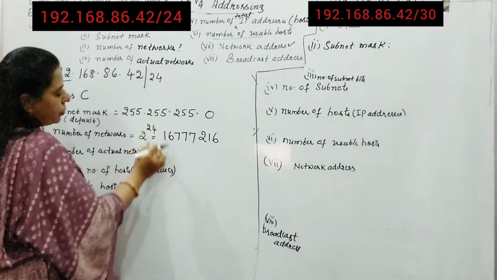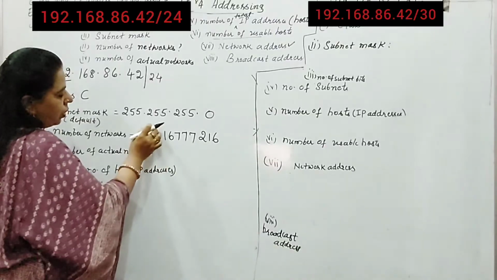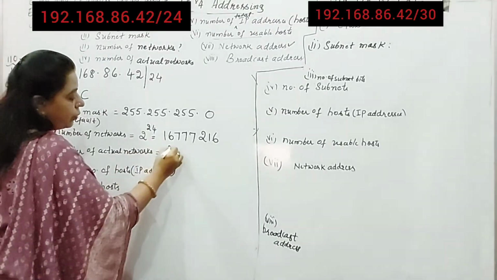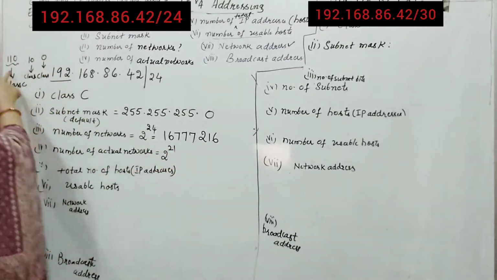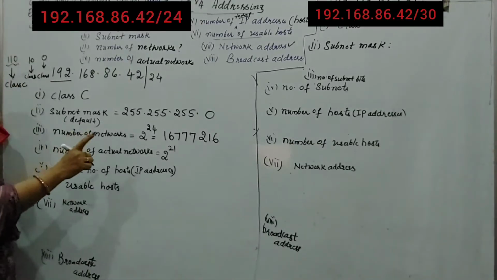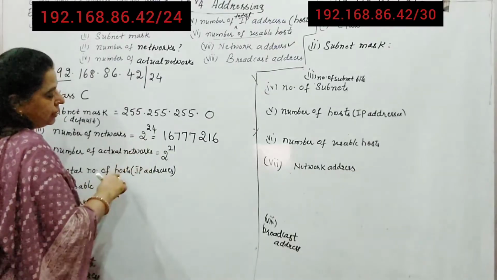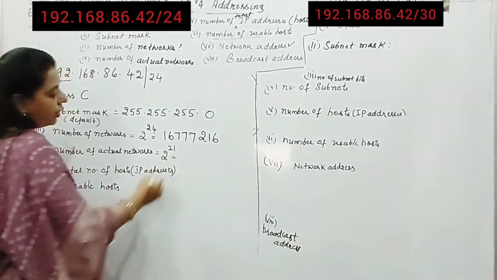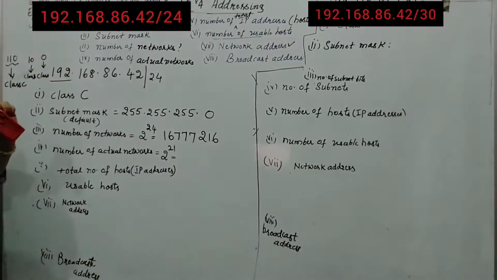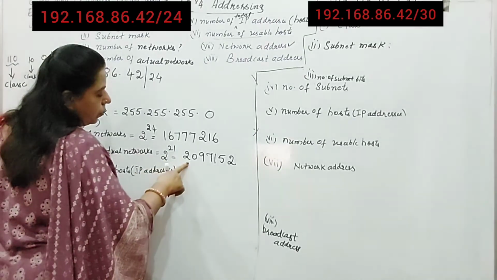So in this case, you have to not take 2 to the power of 24, rather you have to take 2 to the power of 21. 3 bits you are removing here because those 3 bits represent the class. So we are saying that those 3 bits are representing what? The class C. And now it is 2 to the power of 21.